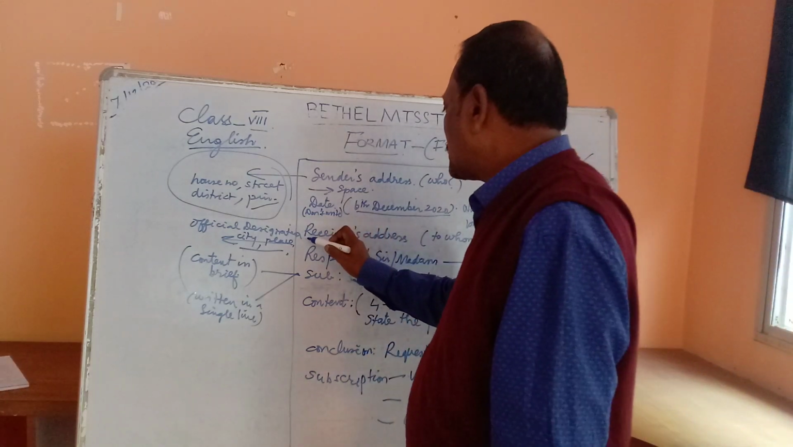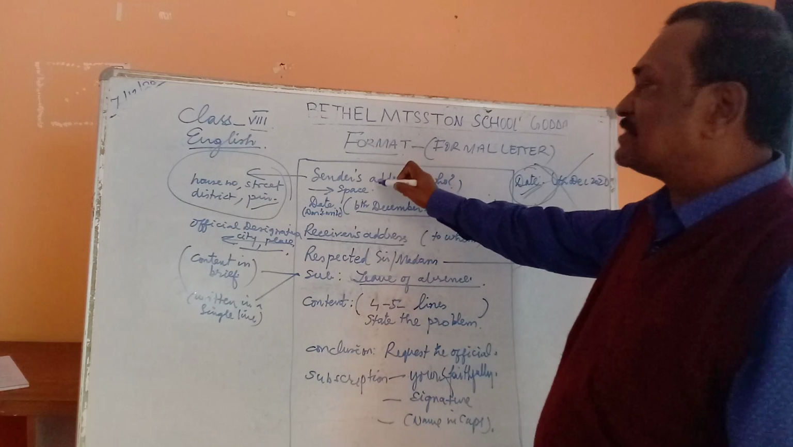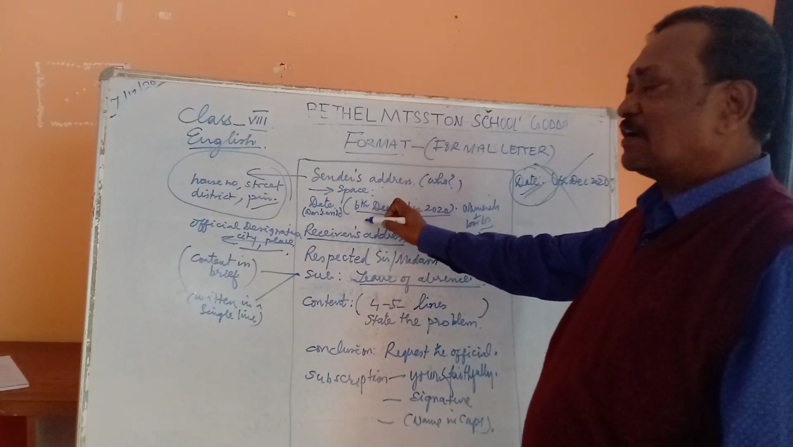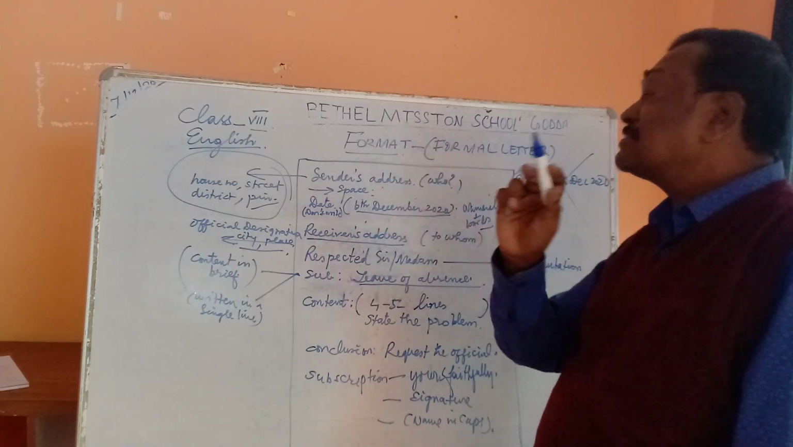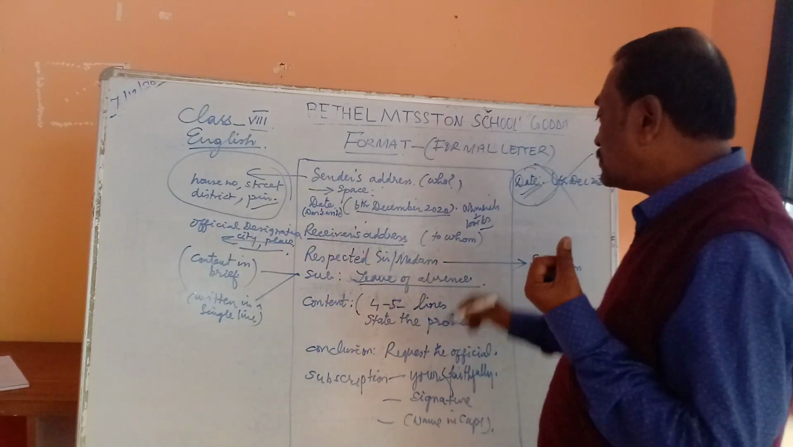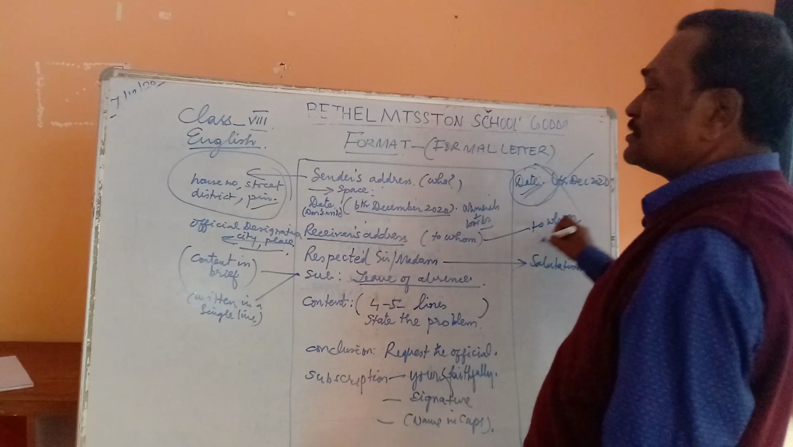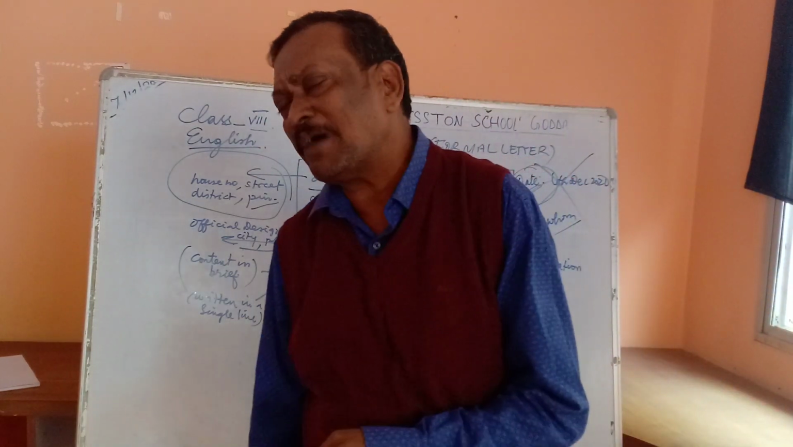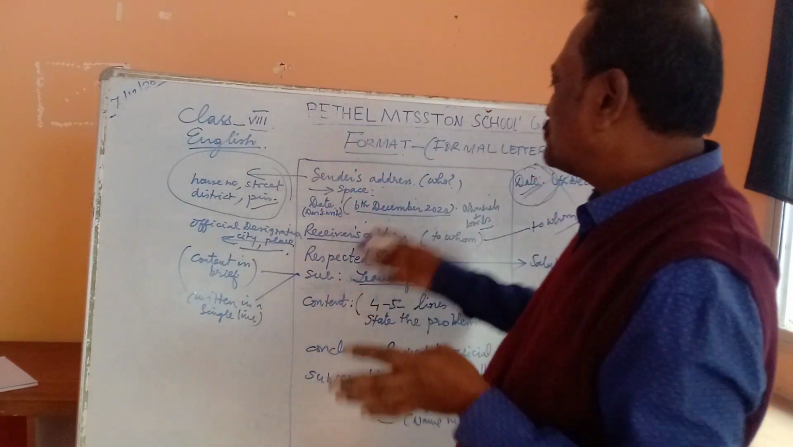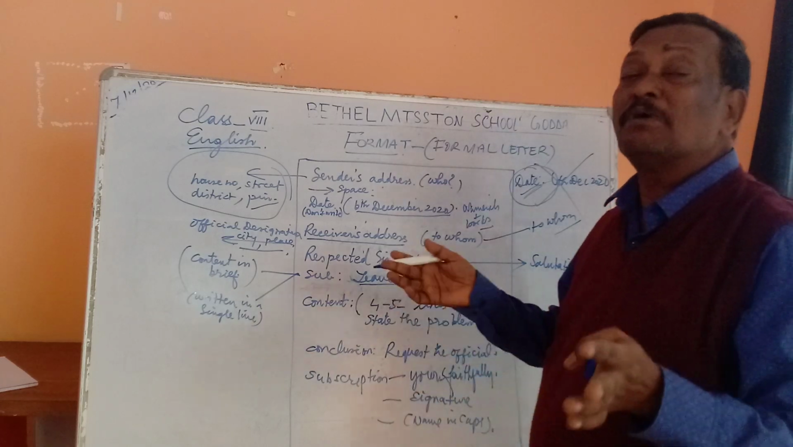Then comes the receiver's address. So sender's address is done, space given, date is written. Then comes the receiver's address. What do you mean by receiver? To whom are you writing? Are you writing it to the district magistrate, to the bank manager, your principal, or to a publisher? To whom are you addressing?